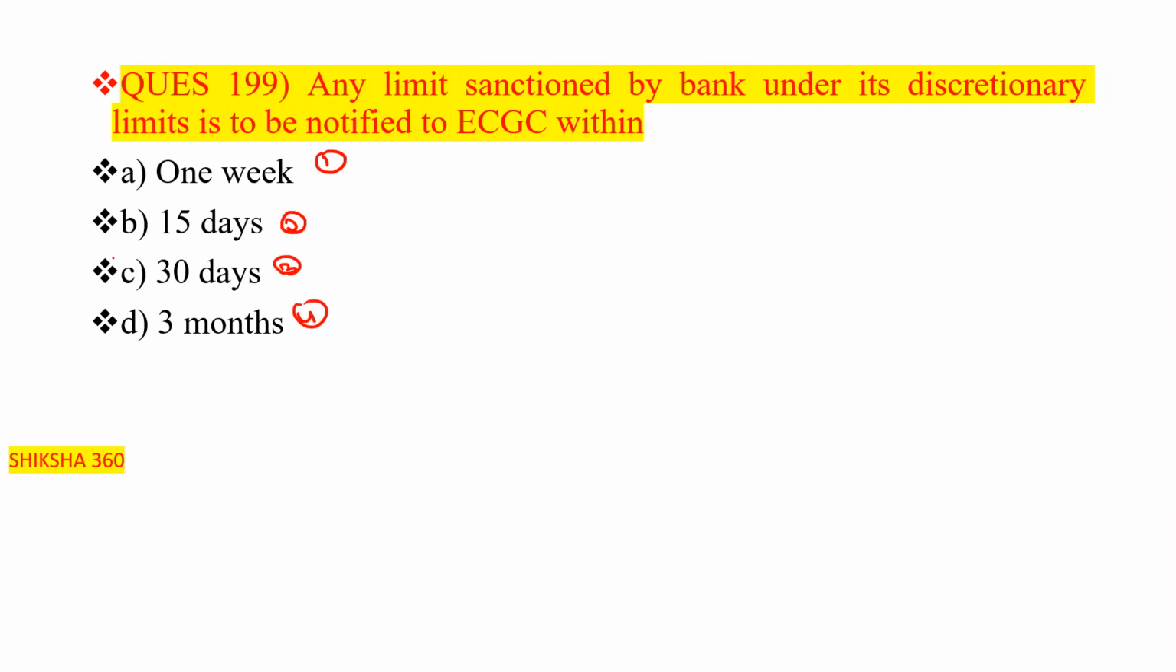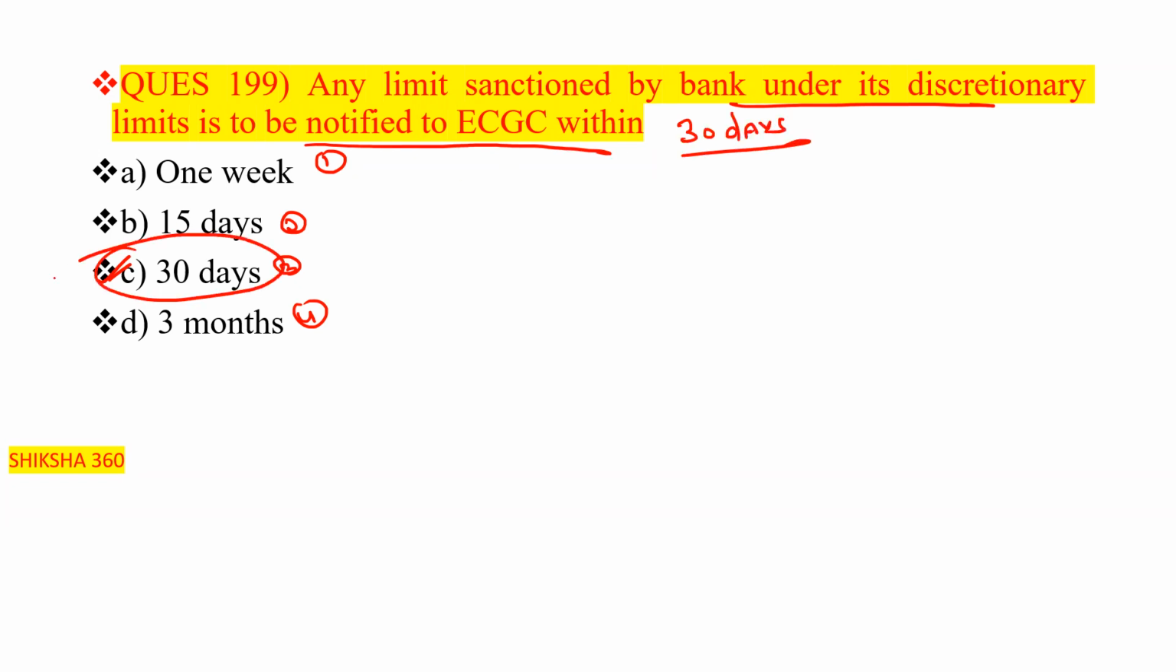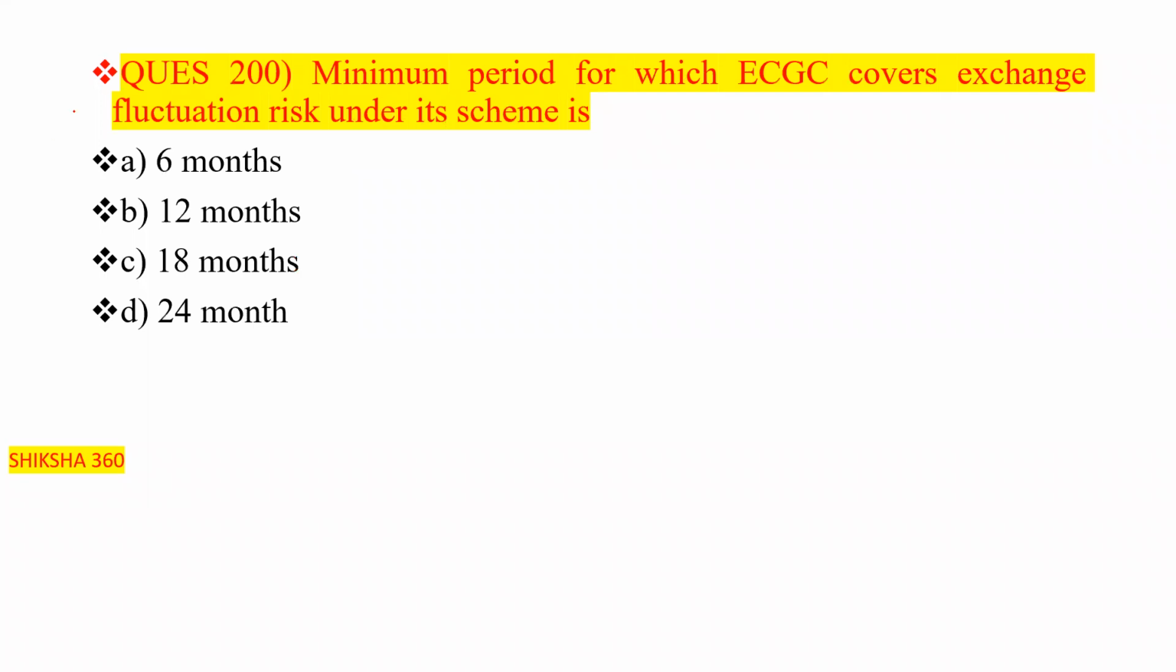So what is the answer? That is within 30 days. Any limit sanctioned by the bank within its discretionary limits is to be notified to the ECGC within 30 days. So option number C is the correct answer. Now move to the next question.